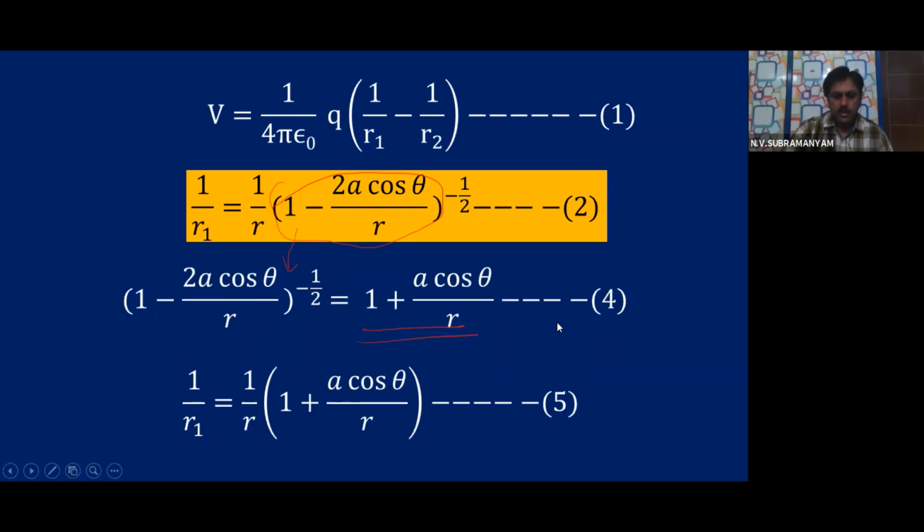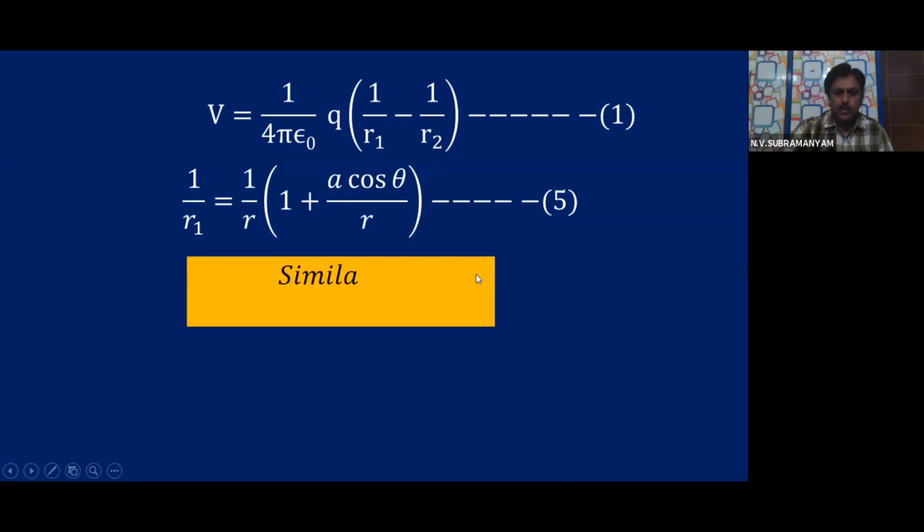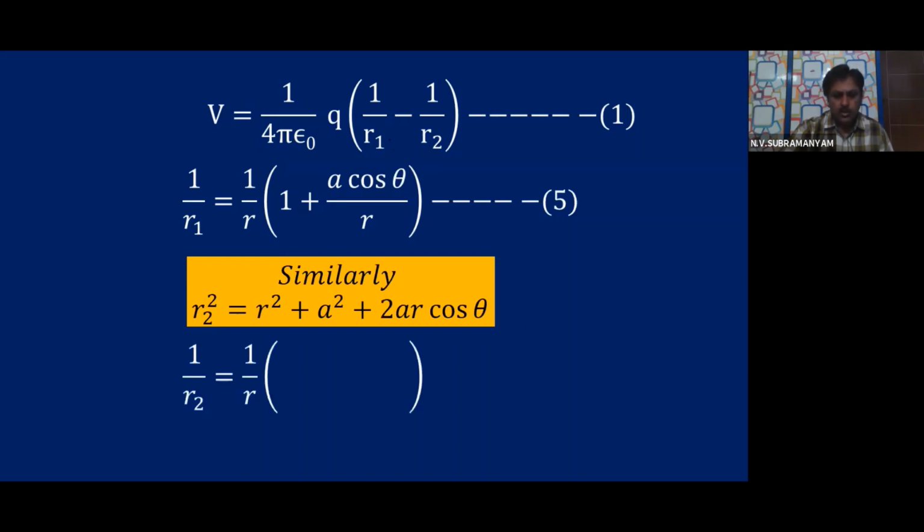Okay, clear? Next one, or again base equation. 1 by r1 is also we got. Now question is, 1 by r1 finished, I got the 1 by r1 value. Now how to get 1 by r2? Same method. Similarly, r2 square is r square plus a square plus 2ar cos theta. Or 1 by r2 is equal to 1 by r into 1 minus a cos theta by r.